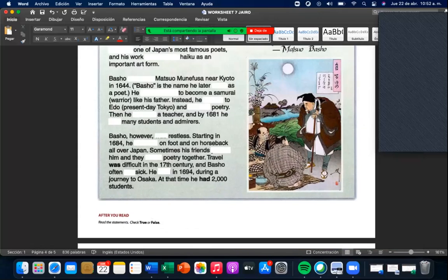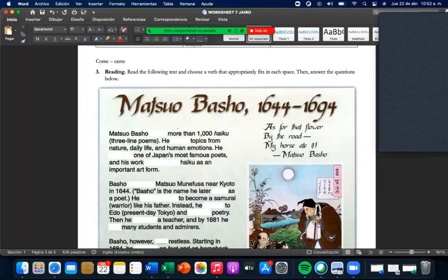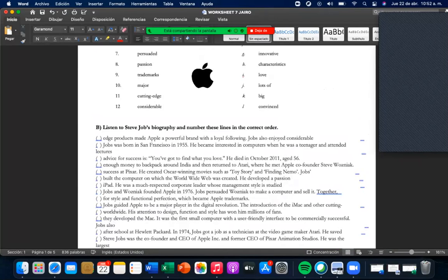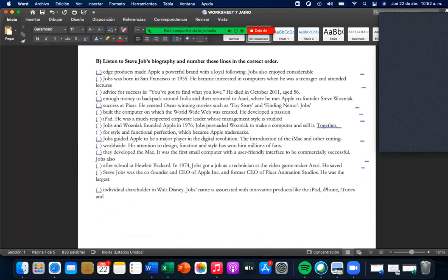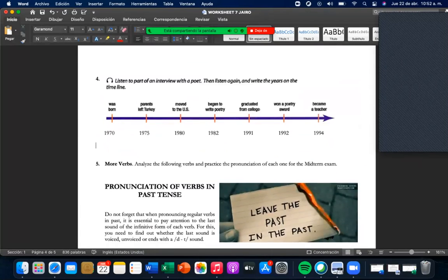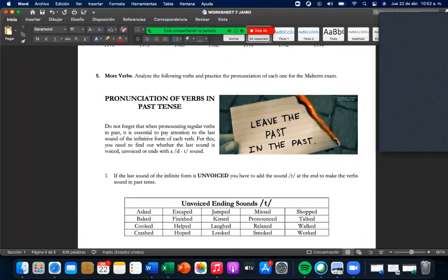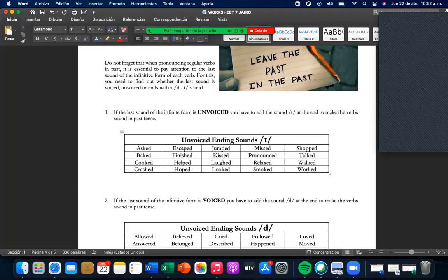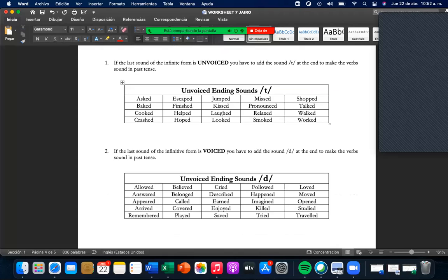Remember that we also have the example from Matsuo Basho. And remember that we also have the biography of Steve Jobs. So everything is in the past. When we talk about biographies and timelines, everything is in the past. So guys, this is what we are going to do. Here we have more verbs. Please study these verbs pretty hard because probably the examples that I'm going to use in the exam, in the interview, are going to be taken from these examples that you have here.